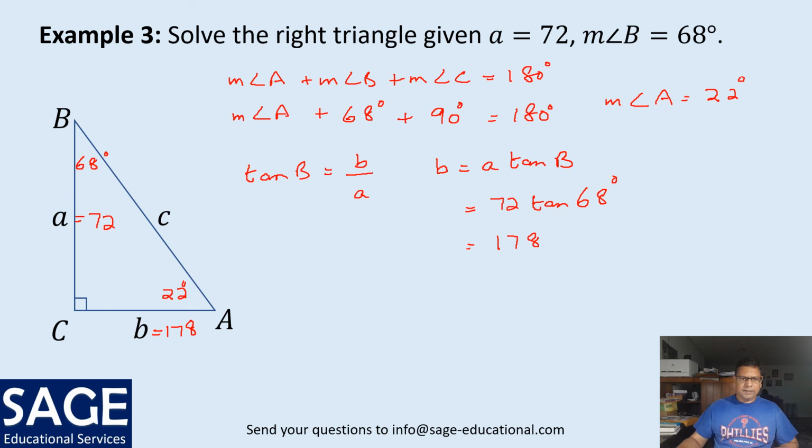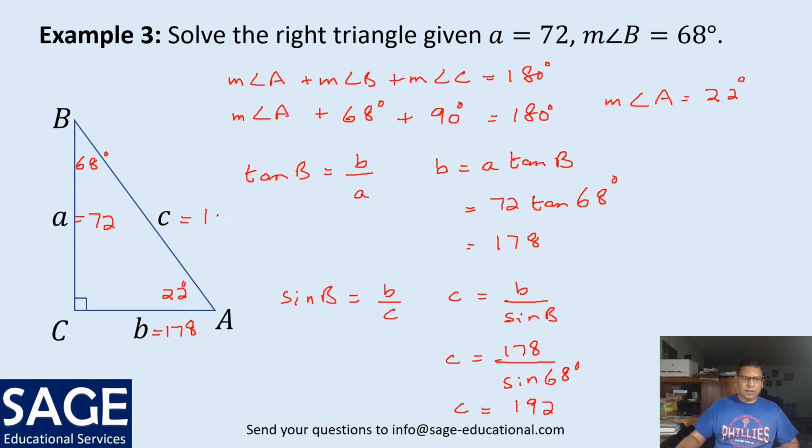Okay, for finding C, we can either use sine of A or sine of B or cosine of A or cosine of B. So let's just use sine of B. So we have sine of B is equal to B over C. And rearrange this equation to get C is equal to B divided by sine of B, or C is equal to 178 divided by sine of 68 degrees. And solving that gives C is equal to 192.